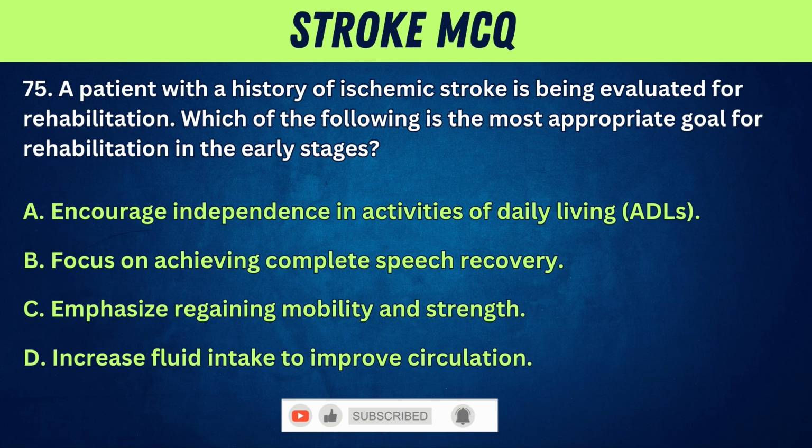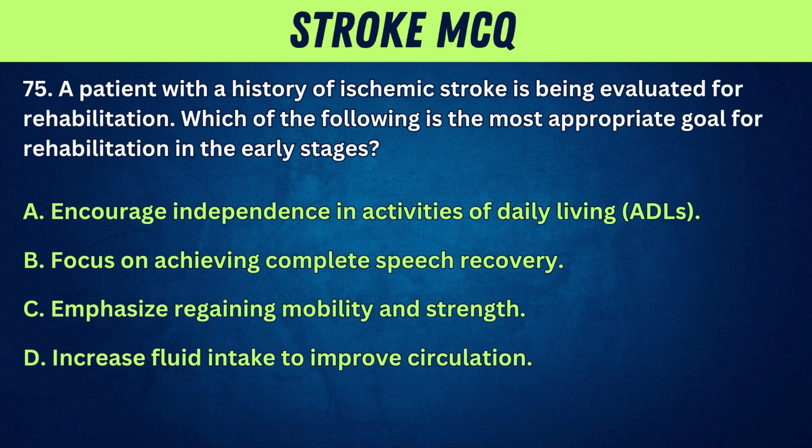75. A patient with a history of ischemic stroke is being evaluated for rehabilitation. Which of the following is the most appropriate goal for rehabilitation in the early stages? A. Encourage independence in activities of daily living, ADLs. B. Focus on achieving complete speech recovery. C. Emphasize regaining mobility and strength. D. Increase fluid intake to improve circulation.